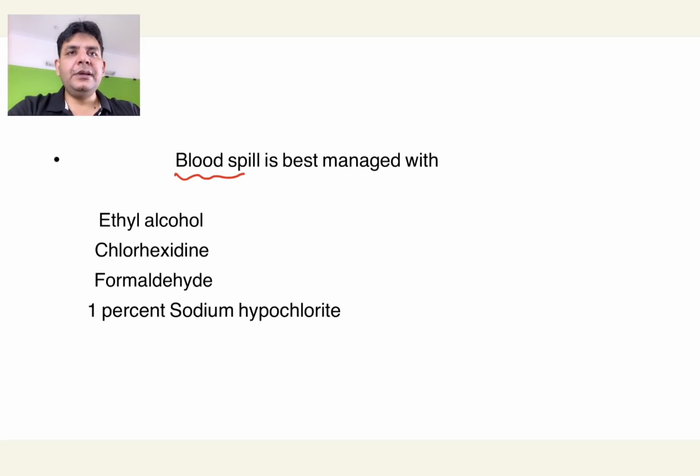Now something was there regarding a blood spill, and the blood spill is best managed with, so if this is an option, nothing to be observed. 1% sodium hypochlorite is best. And if somebody asks you which is the first thing to be done in a blood spill, you have to contain the spill. Okay, you have to contain the spill, and then you have to put this 1% sodium hypochlorite over it to disinfect.